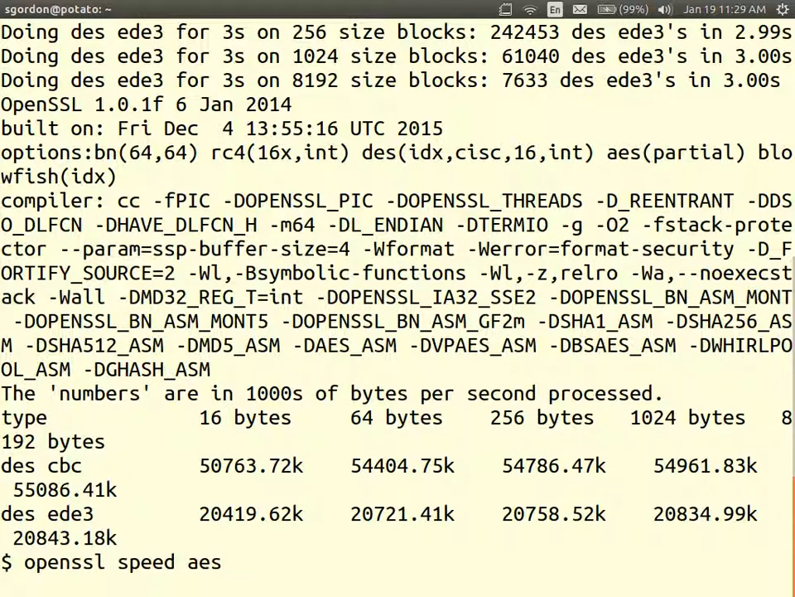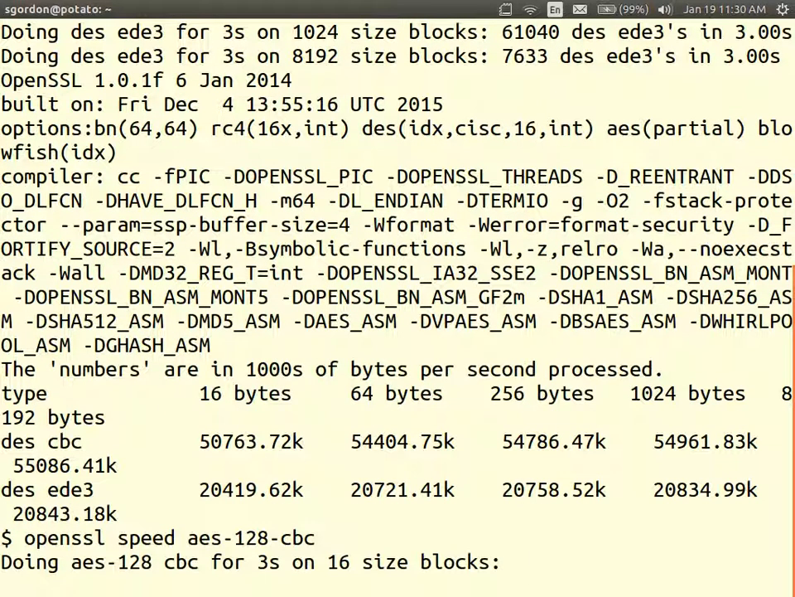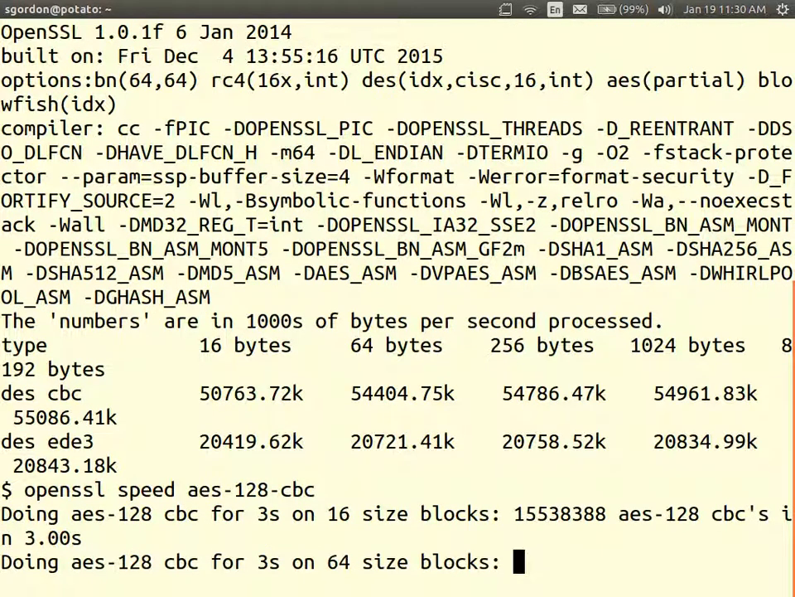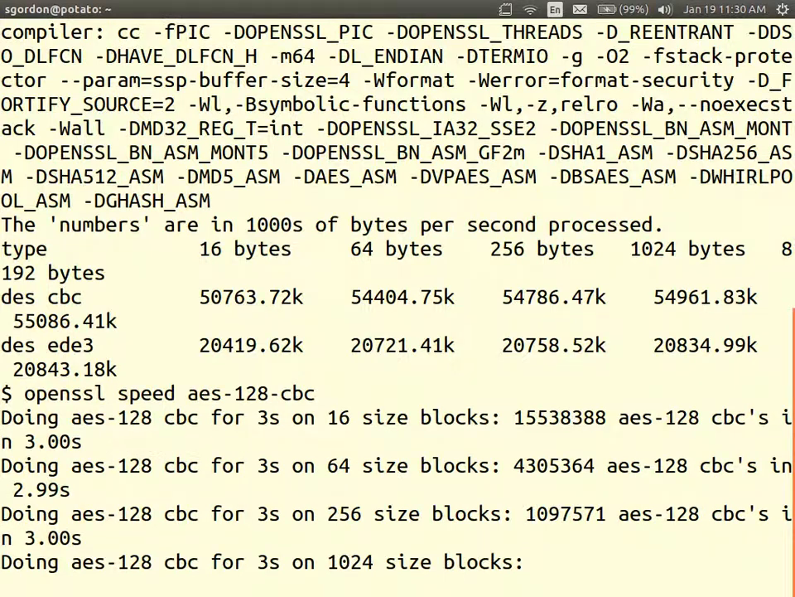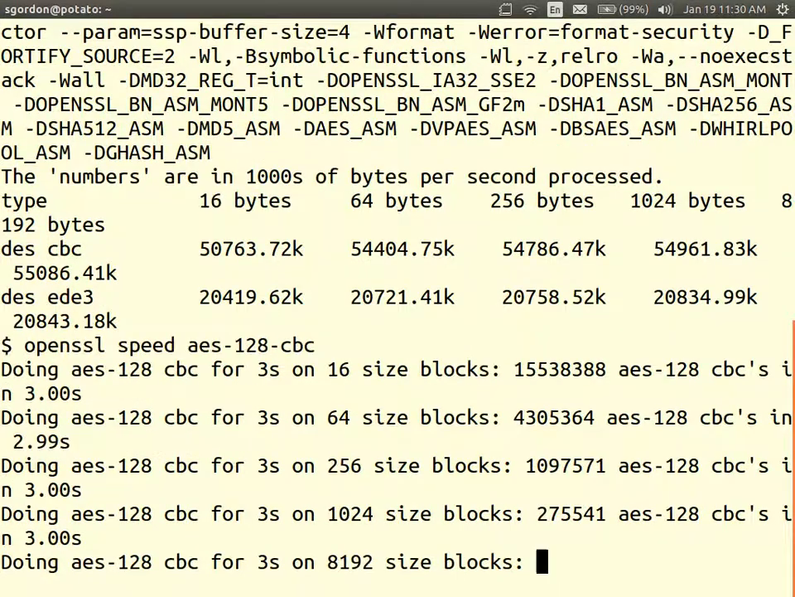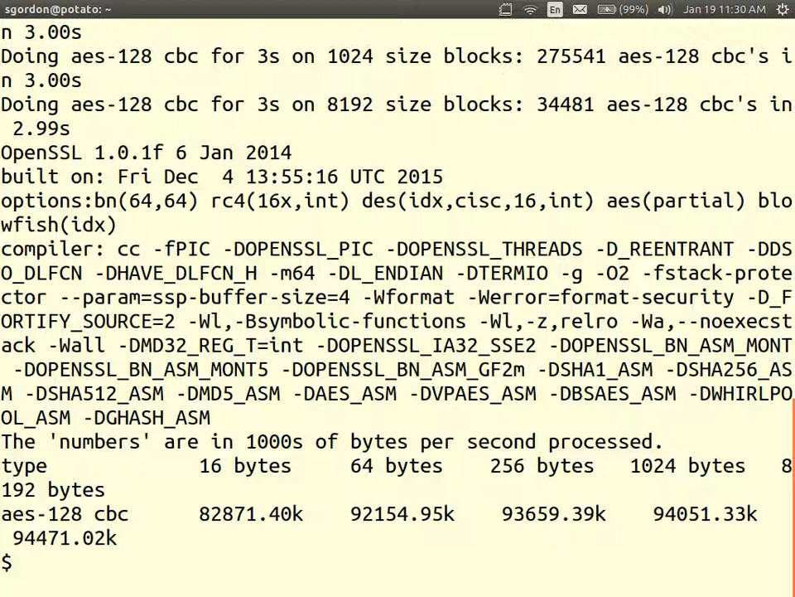Let's try it with AES, the newer algorithm. There are different modes and different key lengths with AES. I'll choose the 128-bit key length just to save some time. Now doing a speed test on AES with a 128-bit key. DES uses 56 bits. Maybe the first number here, 15 million operations per second. So with AES we get about 15 million, with DES about 9.5 million, and triple DES about 4 million. So AES is faster in that case.